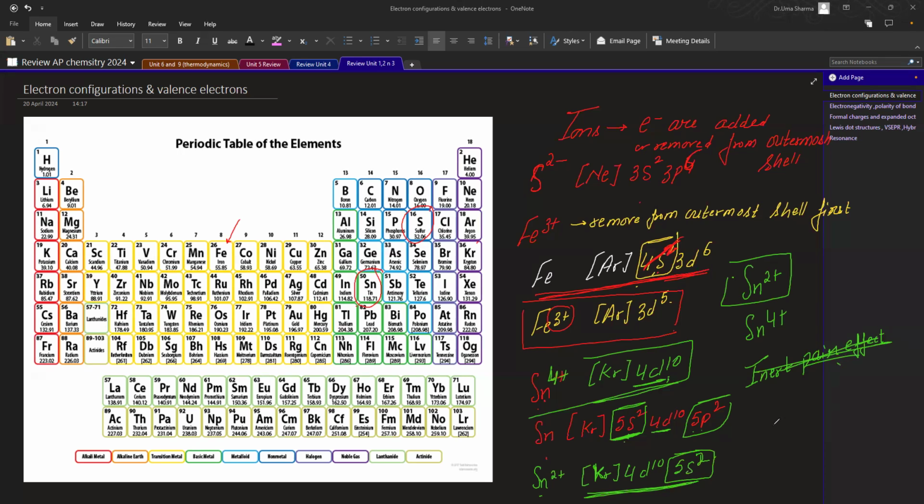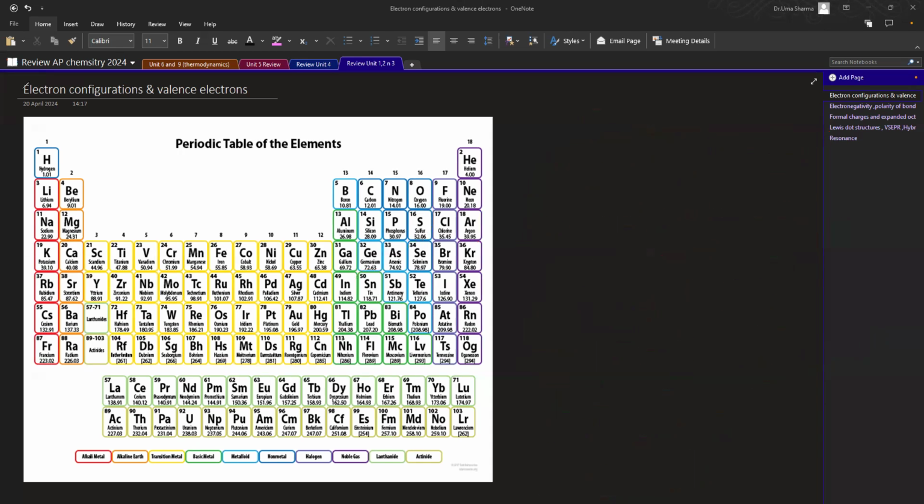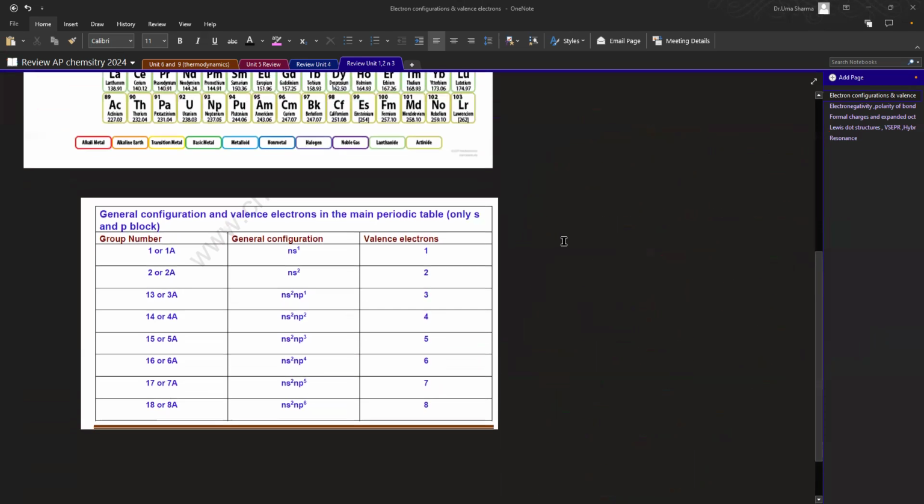Okay, so any other question here with the electron configuration? Moving on. Now the next important thing: valence electrons are clear to us. I have already given you the valence electrons of every family. Family number 1, alkali metals, their valence electrons are 1 only. Family number 2, and so on. These are the general configurations: ns1, ns2, ns2 np1. For every family, we have a general configuration. This is the configuration of the outermost shell.